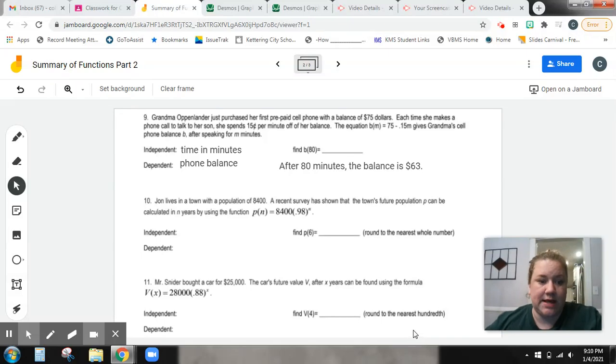Okay, let's look at these two last ones. Number 10, John lives in a town with a population of 8,400. A recent survey has shown that the town's future population, P, can be calculated in n years using the function blah, blah, blah. So I'm going to put this into Desmos.